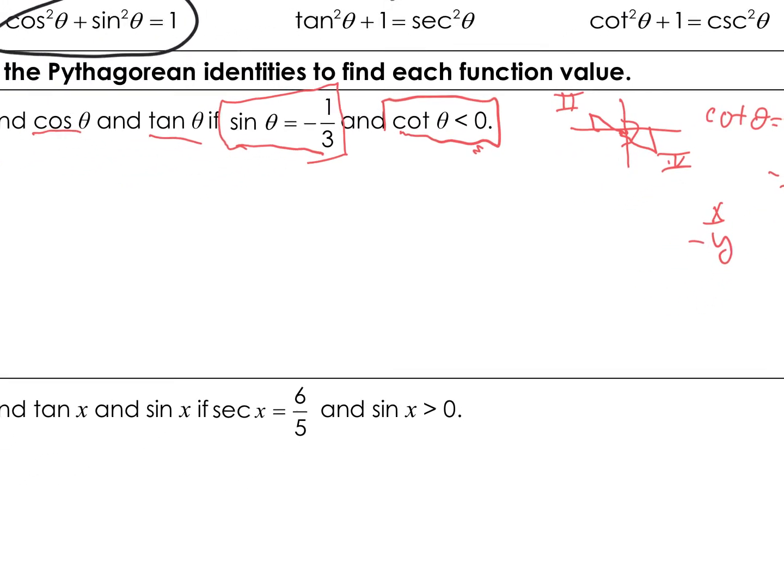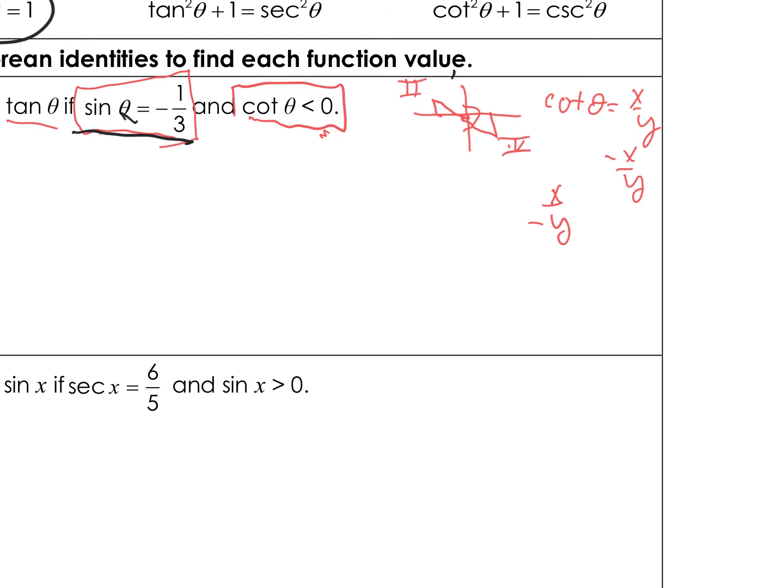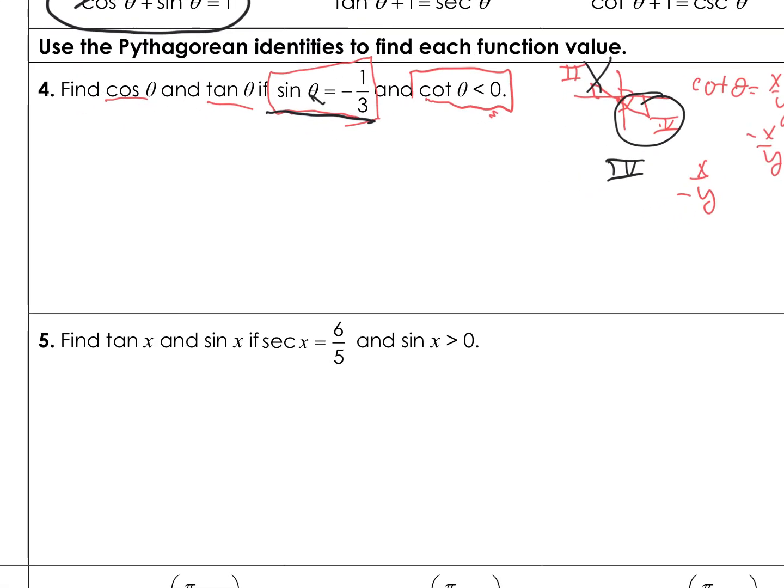However, remember what has to be true? Sine has to be negative. So that eliminates quadrant 2. So I'm only going to be sitting here in quadrant 4. Just keep that in mind. Quadrant 4 is going to be special. So let's go back to work here.